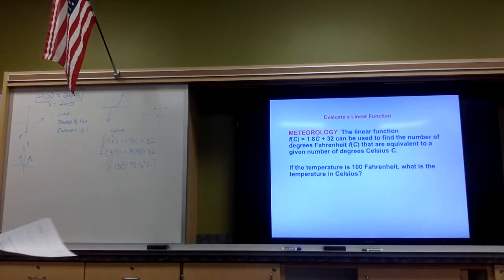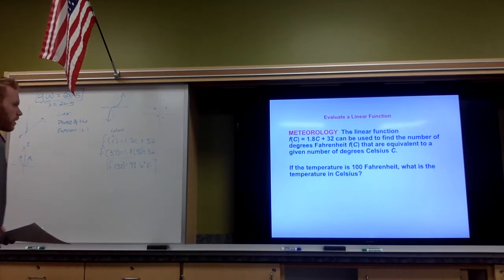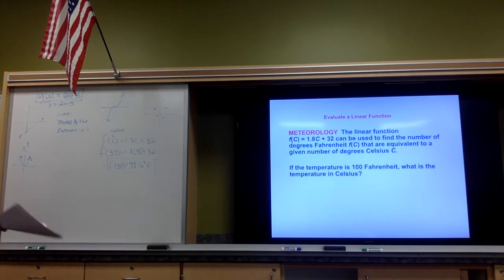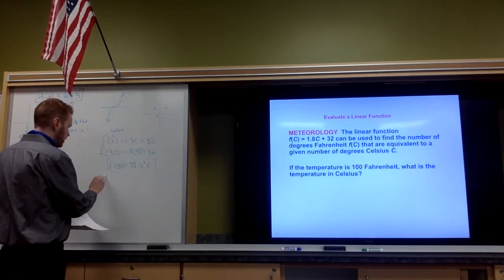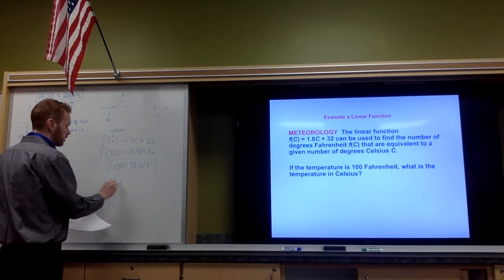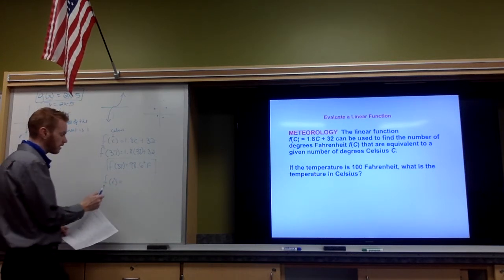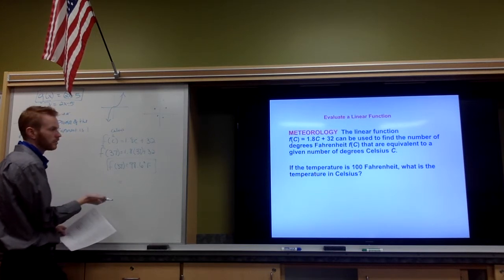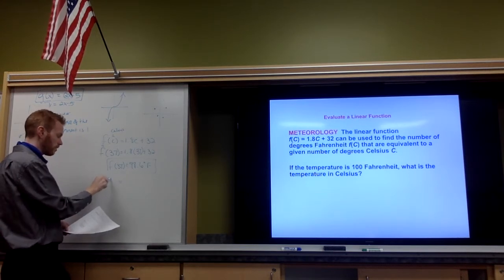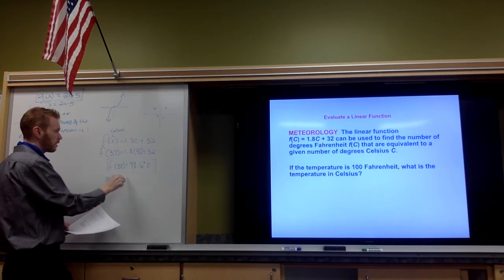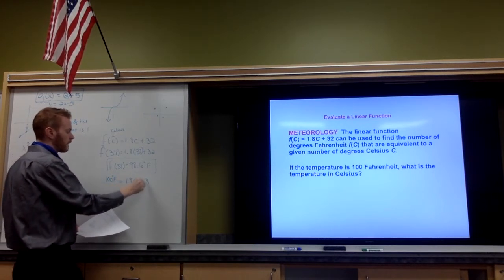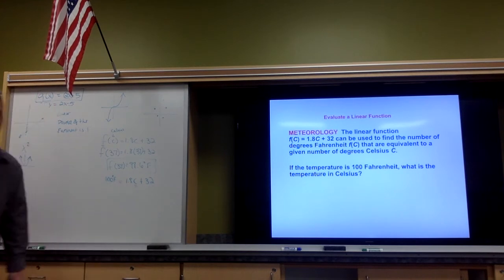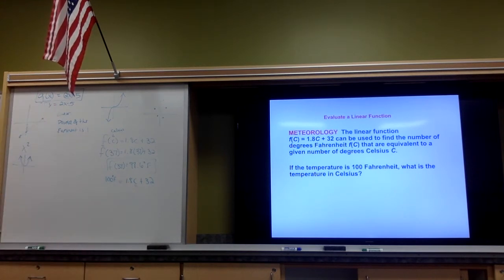If the temperature is 100 degrees Fahrenheit, what's the temperature in Celsius? I flipped it a little bit. So the temperature in Celsius, that's what I want to figure out. So I already know my y value. I already know the output. It's 100 degrees Fahrenheit. But I want to know what it's going to be in Celsius. So I just switched the input value. That's all I did.